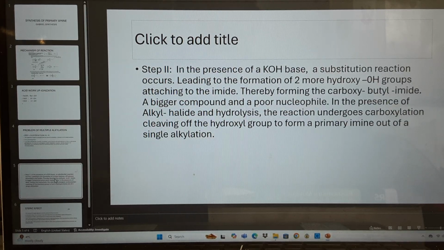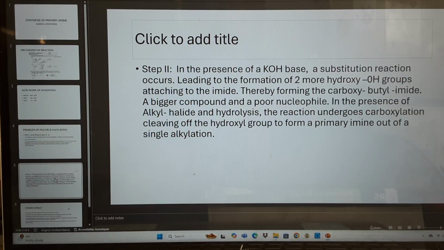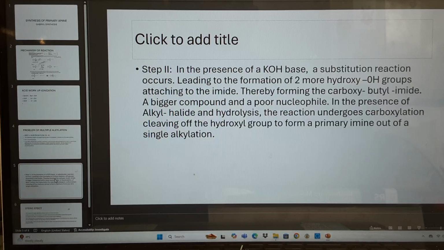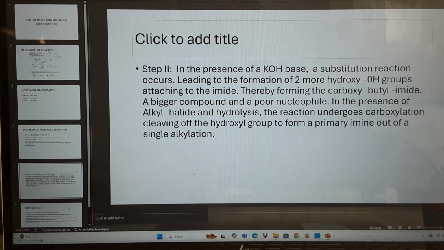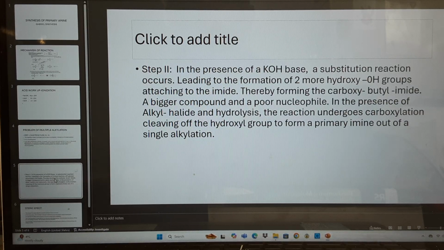Step 2. In the presence of a potassium hydroxide base, a substitution reaction occurs, leading to the formation of 2 more hydroxy groups attaching to the amide, thereby forming the carboxybutyl amide, a bigger compound and a poor nucleophile. In the presence of alkyl halide and hydrolysis, the reaction undergoes a carboxylation, cleaving off the hydroxy group to form a primary amine out of a single alkylation.